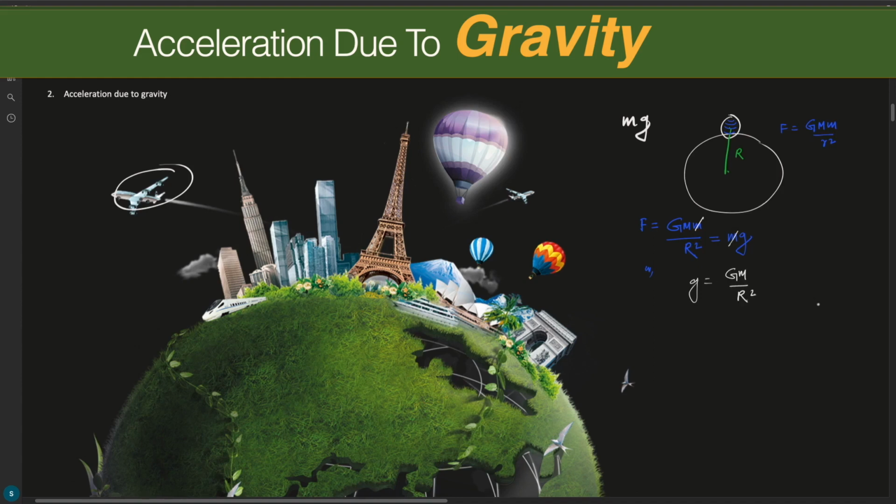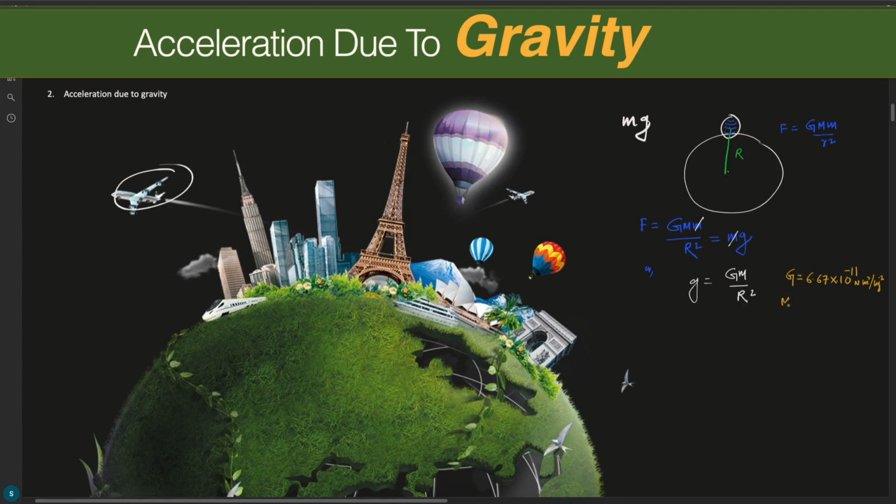If you look very closely, you'll understand that this G, this capital M and this R square are all constant, right? So G, the universal gravitational constant, has a value of 6.67 times 10 to the power minus 11, something like that, I guess. The unit, you know that, is Newton meter square per kg to the power minus 2. This is the unit of G.